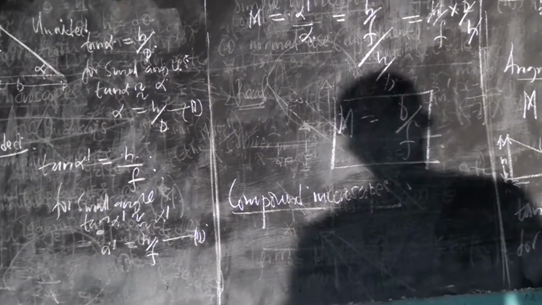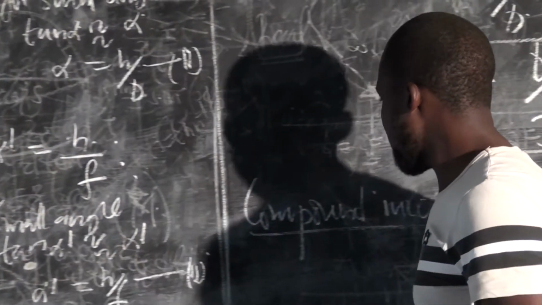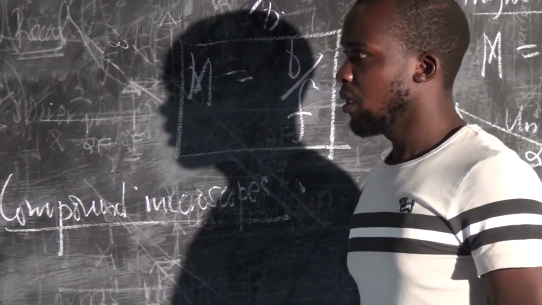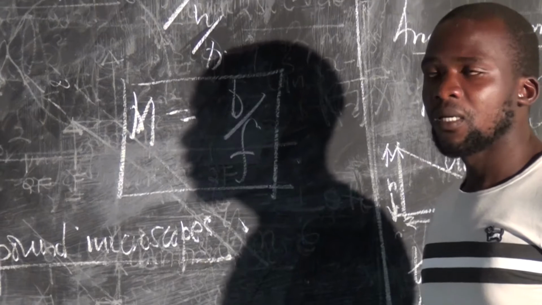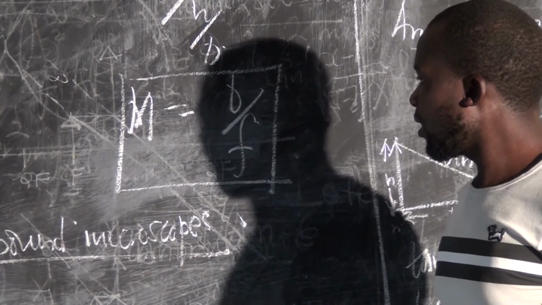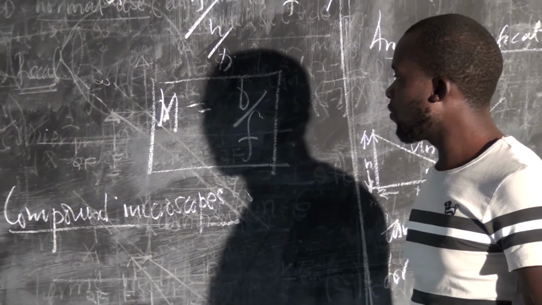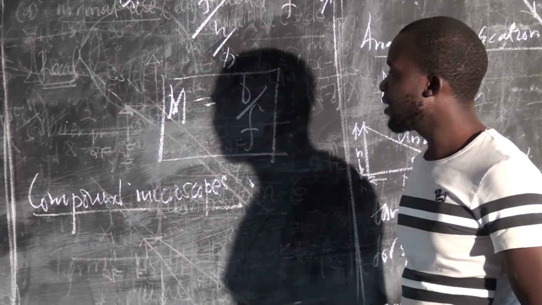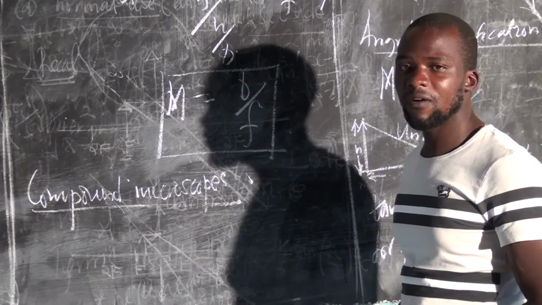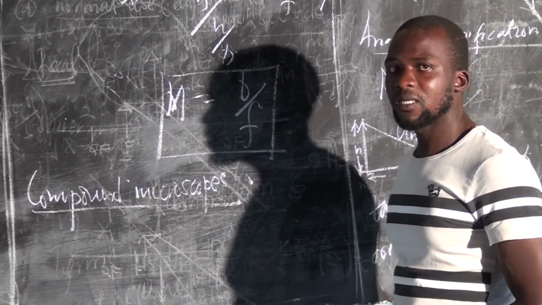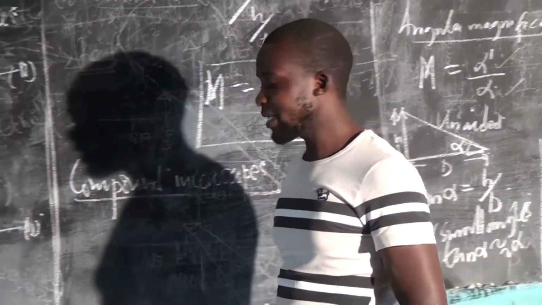Compound microscopes. Still in compound microscopes, we shall look at them when in normal adjustment and when not in normal adjustment. But maybe in the introduction part, like we had converging simple microscopes with only one converging lens. With compound microscopes, they have two lenses. One of the lenses is called the objective lens, and the other one is called the eyepiece lens.